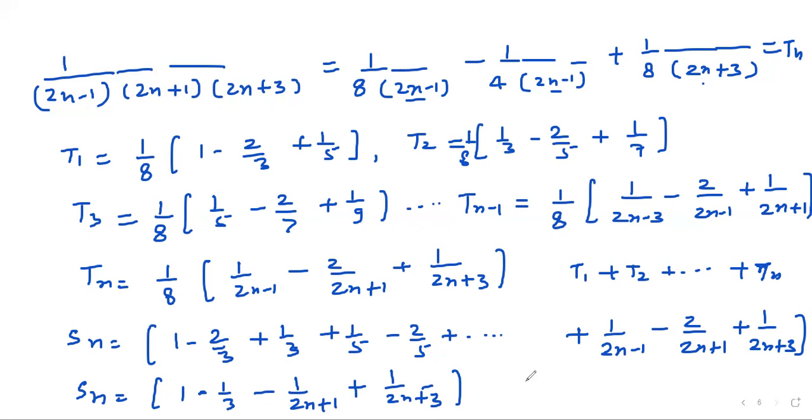Now, to get sum up to infinity, we write limit n tends to infinity Sn. So here, in place of n, if we write infinity, then we will be left with 0 here. This will also become 0 because 1 upon infinity gives 0. And here, outside the bracket, we have 1 by 8. So we must write it 1 by 8. So these terms will become 0. This term will become 0. This term will become 0. We will be left with 2 by 3. So 1 upon 8 times 2 by 3. So we write S infinity equal to 1 upon 8 times 2 by 3. And that will be 1 by 12, which is our answer.